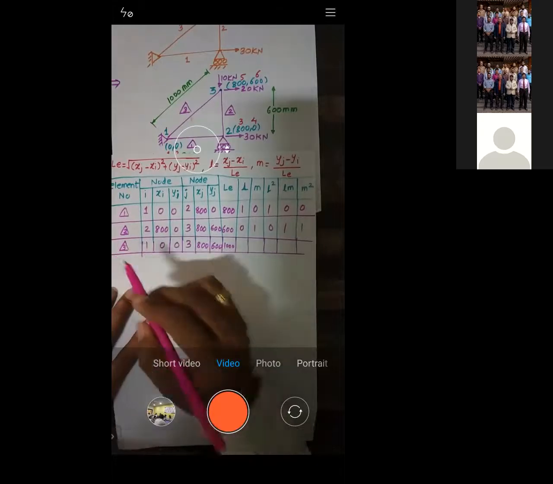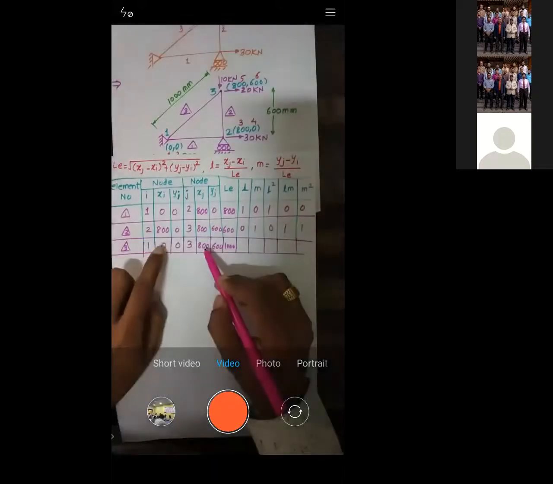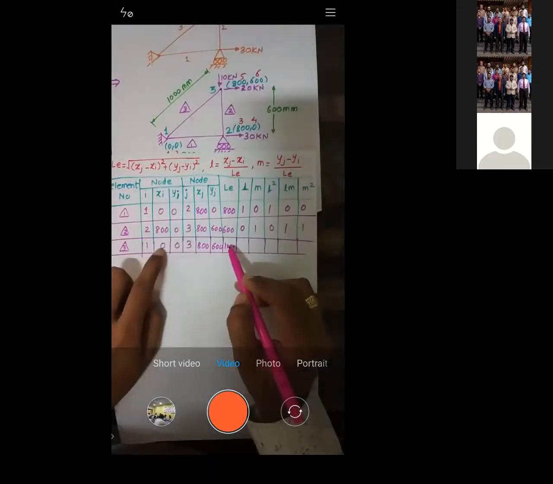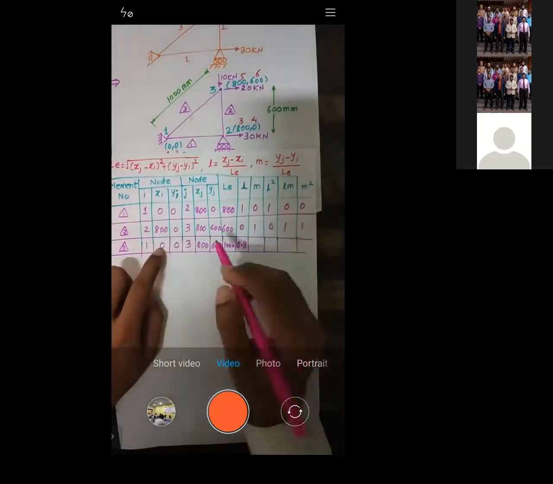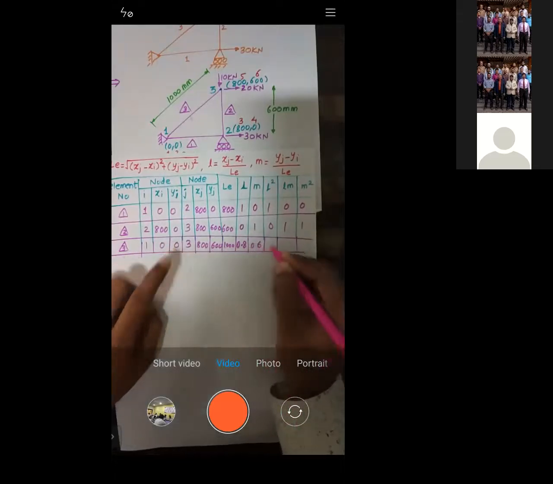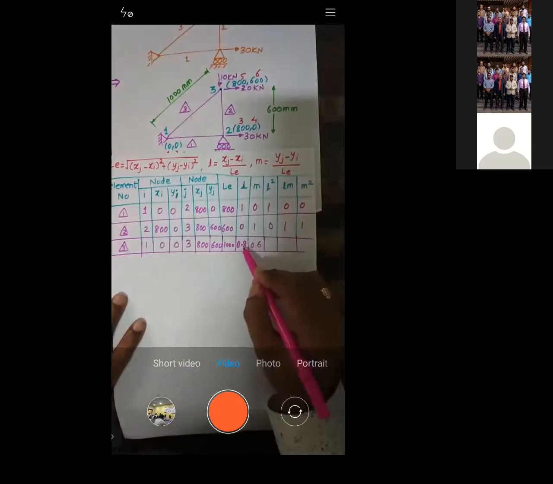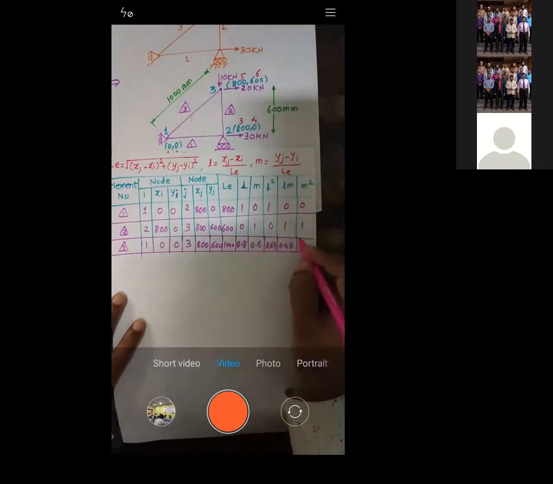Now let us do for element number 3. L is xj minus xi. xj is 800, 800 minus 0 by 1000. So 800 by 1000 is 0.8. Next, yj minus yi, that is 600 minus 0 by 1000, so 600 by 1000 is 0.6. Now L square, that is 0.8 square, 0.64. L into M is 0.48. And M square is 0.36.